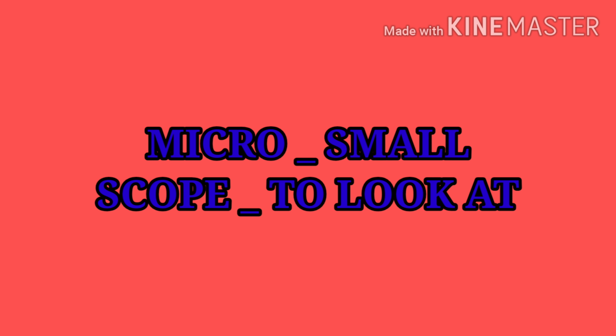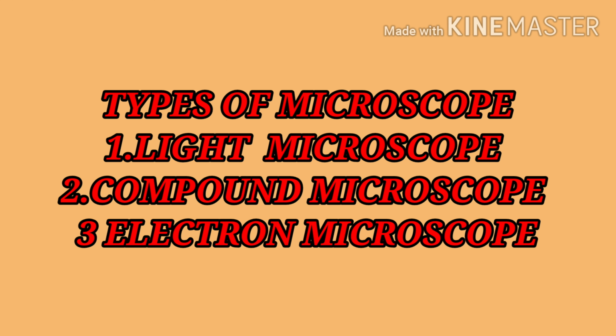Before starting the different types of microscope, first you should understand the meaning of microscope. Micro means small, and scope means to look at, that means this instrument is used for watching small objects. Now let's see what the different types of microscope are. Actually so many types are there, but mainly we will read about three types: light microscope, compound microscope, and electron microscope. So let's see one by one, in short, what they are.